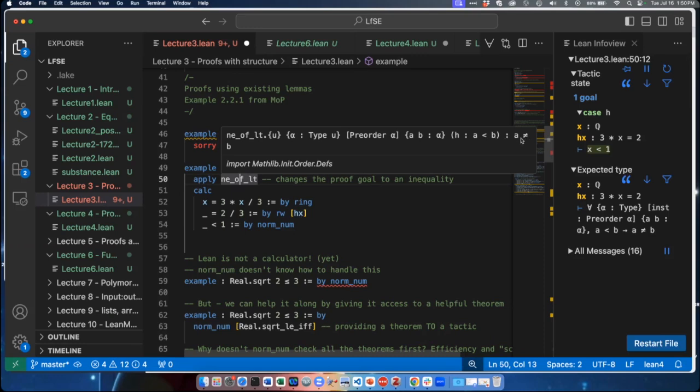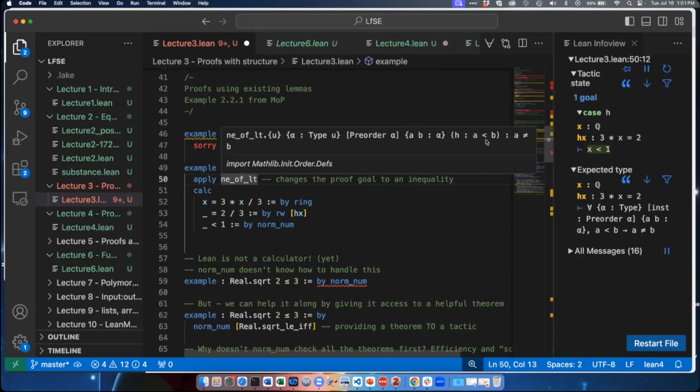As you're brand new to this stuff, looking at the documentation, a lot of this doesn't necessarily make sense. What is Type U, alpha, what is a pre-order? I don't know what any of these things mean, but you can get a hint by looking at the last part of the statement. These are around the scope of the different types that this holds for. This holds for both natural numbers and real numbers, but we're talking about a is less than b implies, if this is my assumption, I can prove that a does not equal b.